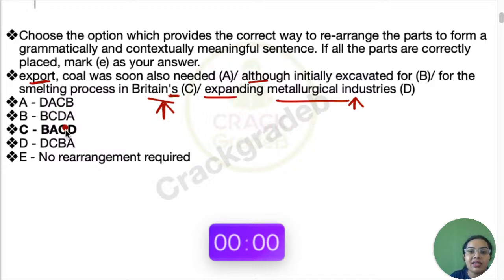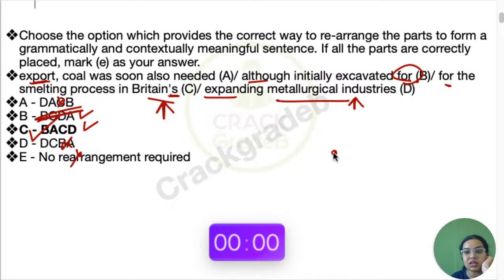So CA is nowhere given, but CD is given in two cases, here and here. I have this option, this option, this option out. Talking about other things, let's check B and C. If both of them are giving me B as the first part, so although initially excavated for what, for, and for will not come together, for is already given in B and C also starts with for, so I cannot use this. It's so simple. B and C cannot come together. It is going to be B A C D.